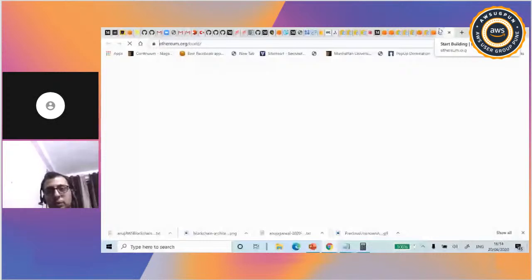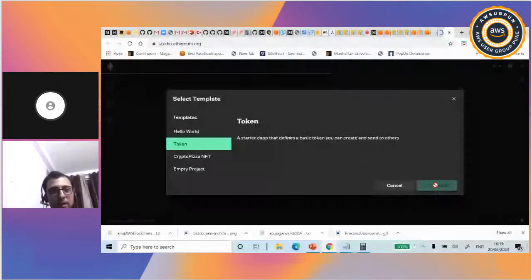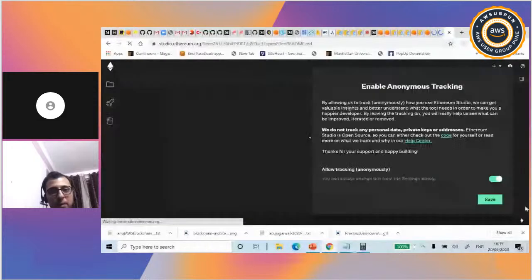I think maybe it's taking long, but yeah. Now this is Studio Ethereum, so you guys can start with Hello World, Crypto Token. Meanwhile, maybe you can create a project. Meanwhile, I'll scan the questions which are there in the comment box, maybe you would like to address them.